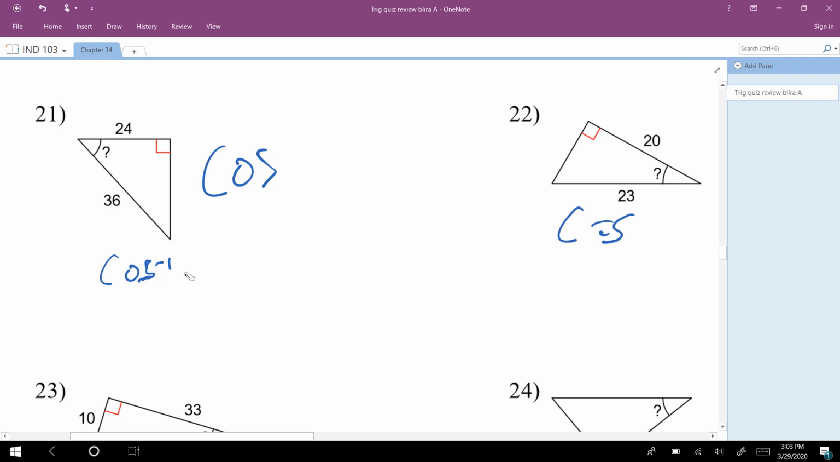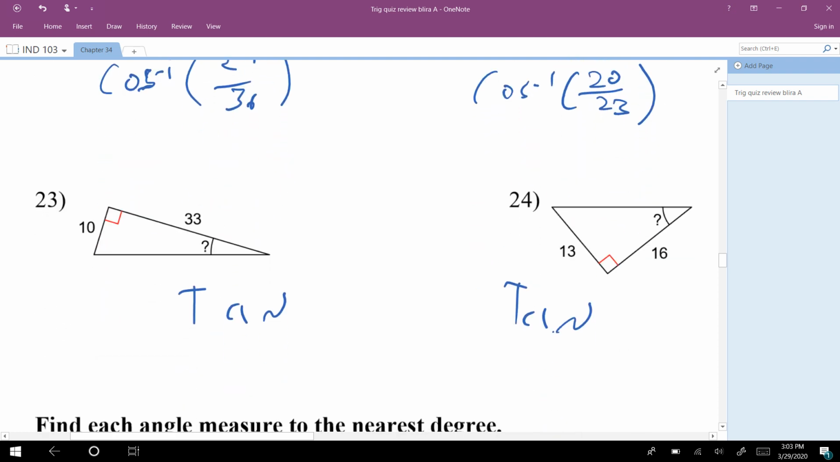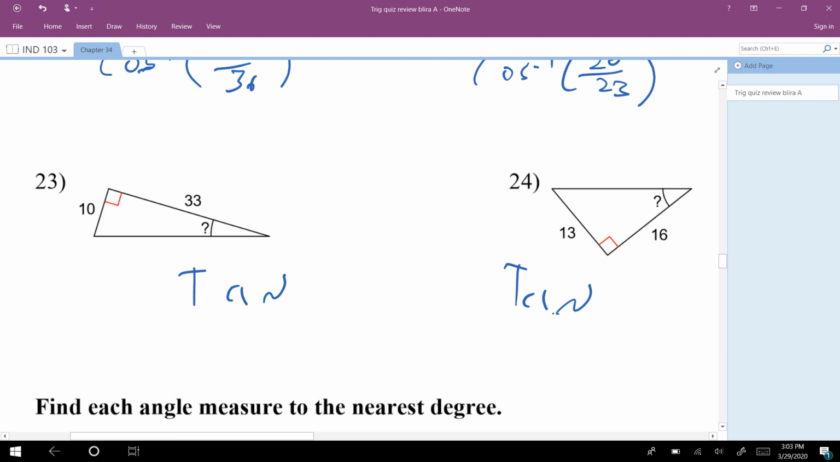Okay, cosine⁻¹, parenthesis, we're at 24 over 36. Cosine⁻¹, and we're going to do 20 over 23. All right. Tangent down here. We are going to do tangent⁻¹.